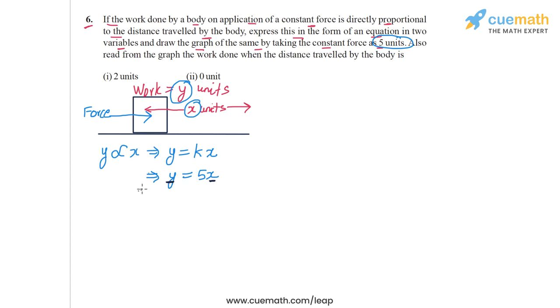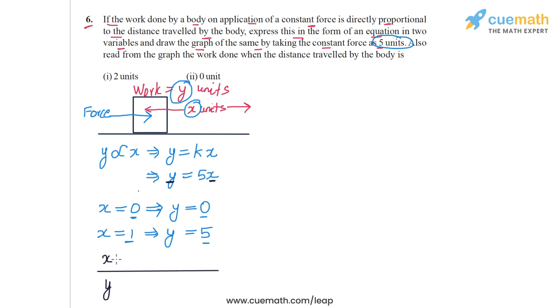Now we have to draw the graph of this equation, and for that we need to find any two specific solutions of this equation. That's quite straightforward. Let's give any two specific values to x and find the corresponding values of y. So if we take x equal to 0 units, this will give us y equal to 5 into 0, or y will also be 0 units. And if we take x equal to 1, then y will be 5x, or y will be 5. So one solution is 0, 0 and another solution is 1, 5.